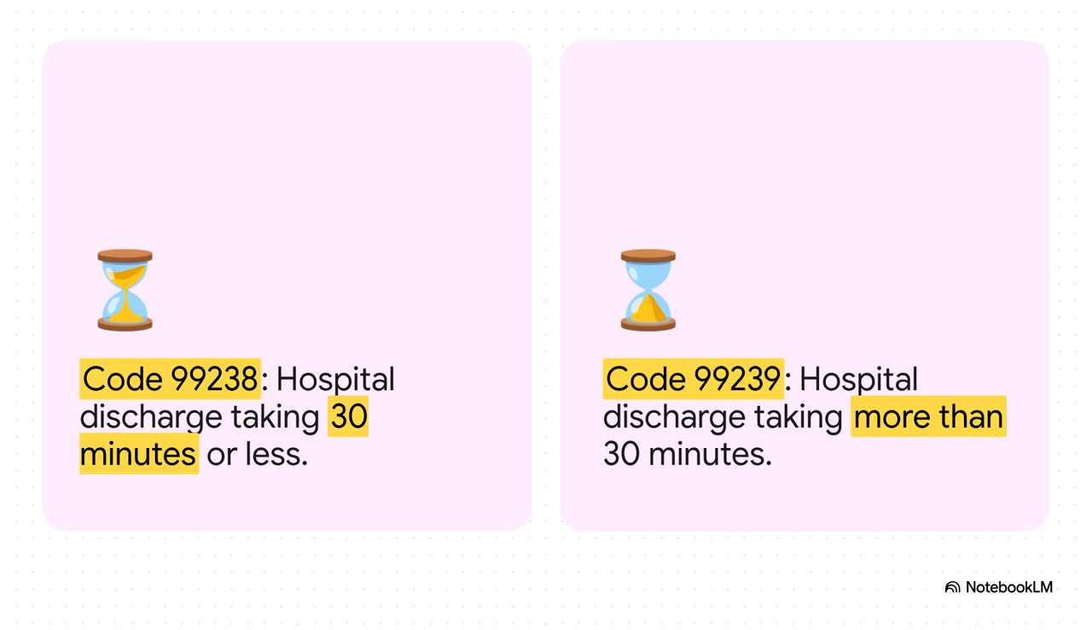And, speaking of numbers, you really need to watch out for this time-based exam trap when it comes to discharge services. So when a patient is discharged on a different calendar date, you have to choose between code 99238 and 99239, based purely on time. It's pretty straightforward, but easy to mess up. If the discharge took 30 minutes or less, it's 99238. If it took more than 30 minutes, you're looking at 99239. Do not mix those up on test day, okay?